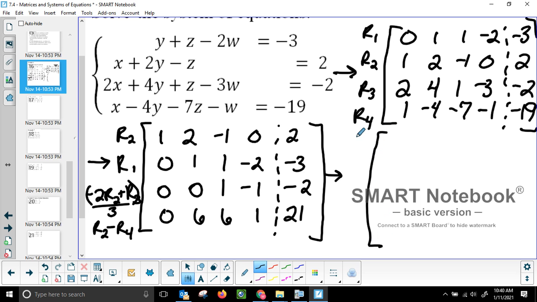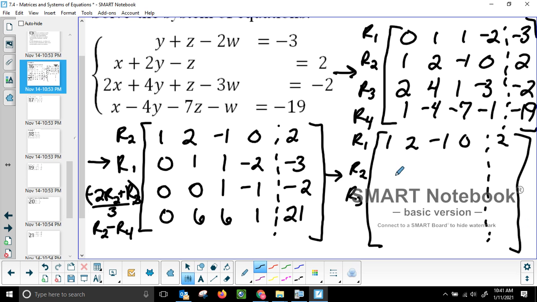All right, so my row 1 is fine. My row 2 is fine. And actually my row 3 is fine, because I want 1, a bunch of stuff, 0, 1, some stuff, 0, 0, 1, some stuff. So these are all fine. So 1, 2, negative 1, 0, 2, and 0, 1, 1, negative 2, negative 3, and 0, 0, 1, negative 1, negative 2.